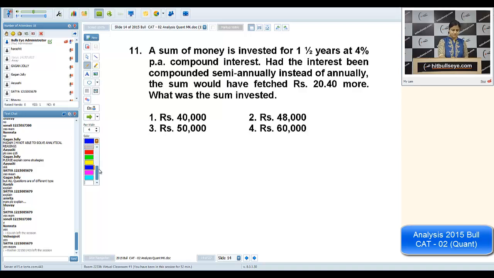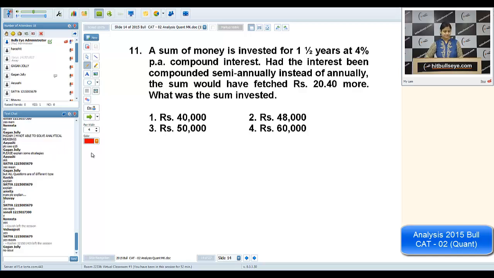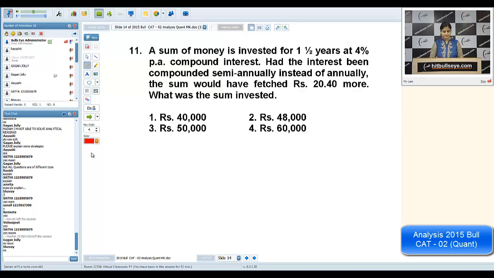It was calculation based only. Otherwise the concept was very easy. You must be comfortable in finding compound interest. You must know the difference between simple interest and compound interest. Yeah, any problem in question number 11? Good.